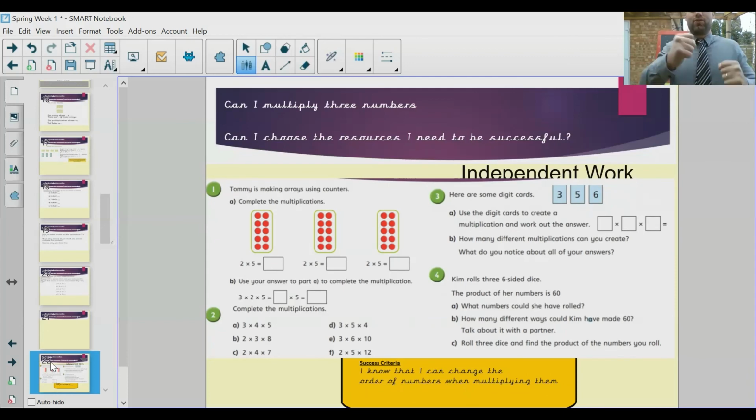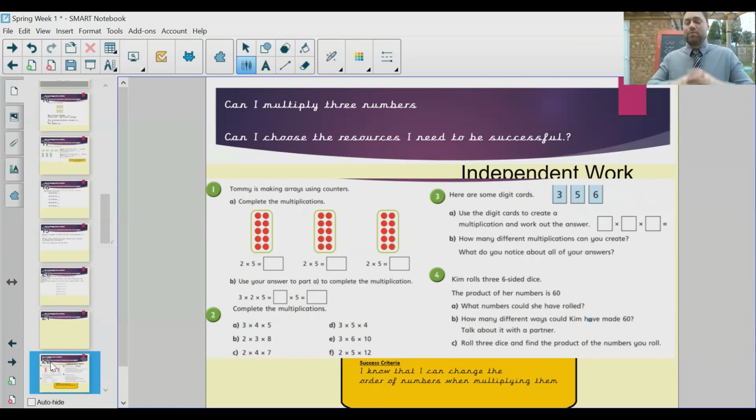And then for those of you who really want to push further, Kim rolls three 6-sided dice. The product of her numbers is 60. The product is when you multiply numbers together. So the product of her 3 numbers is equal to 60. What numbers could she have rolled? How many different ways can she make 60?